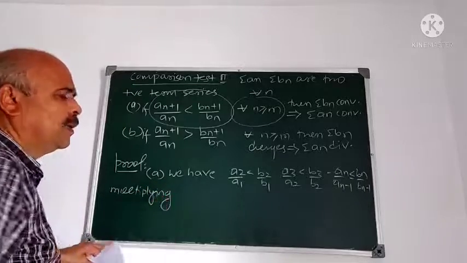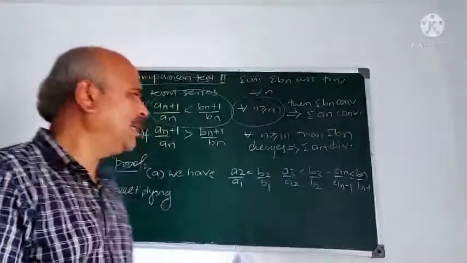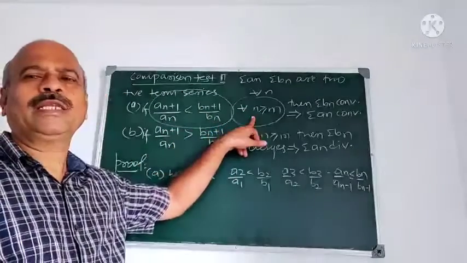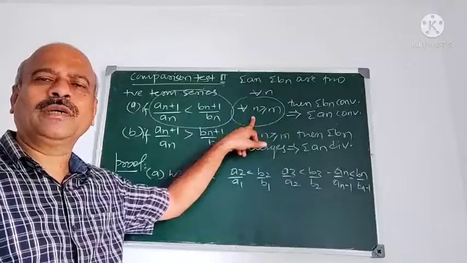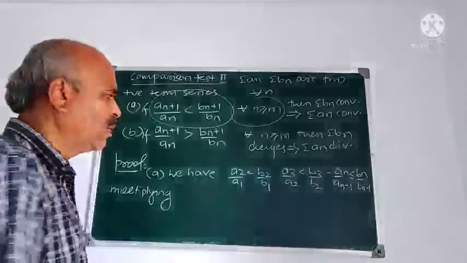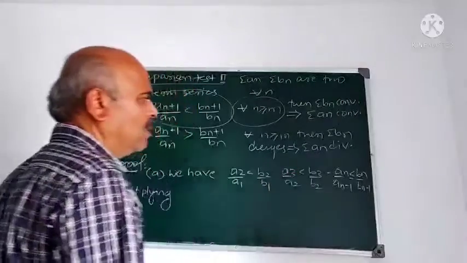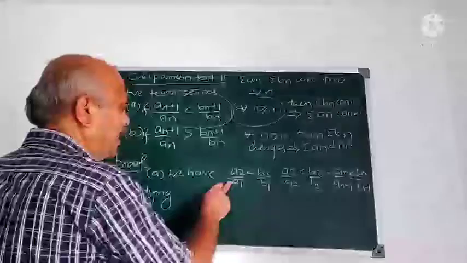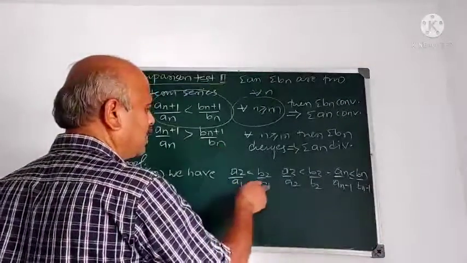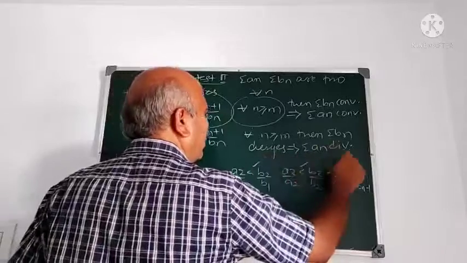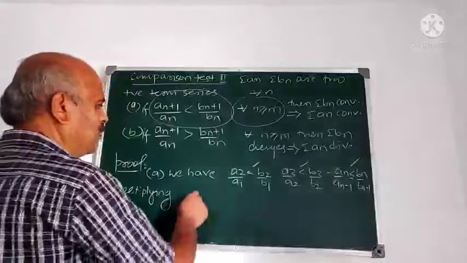Multiplying, say, here generality is not lost. That is, here it is given for all n greater than or equal to m, but as in the case of the first comparison test, we take this for all n, using the same technique as the first comparison test. A2 by A1 is less than B2 by B1, for all n it is, A3 by A2 is less than B3 by B2, and so on. We multiply now all these inequalities.